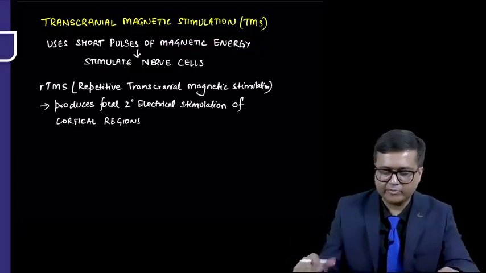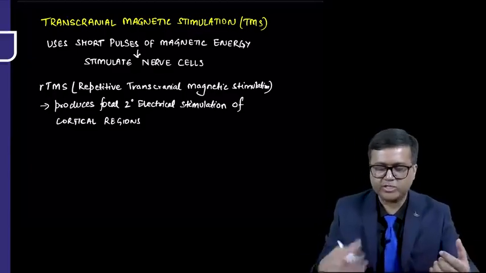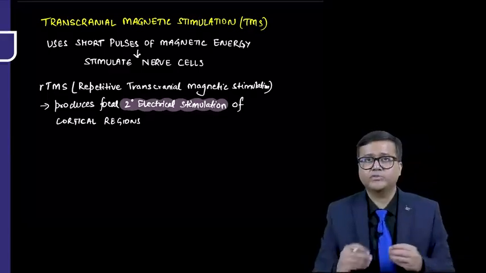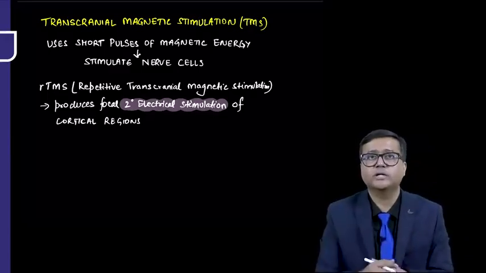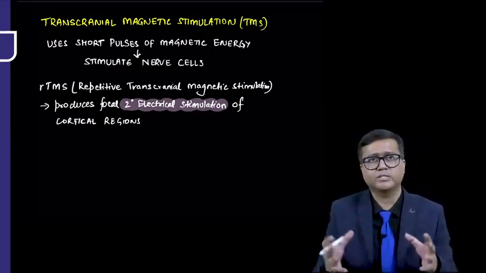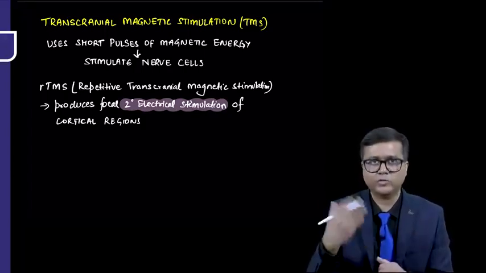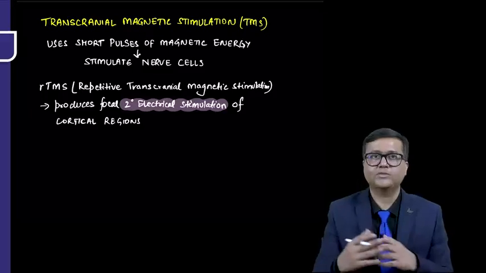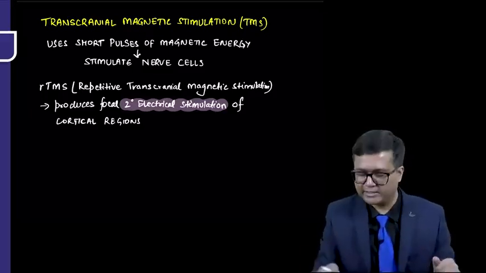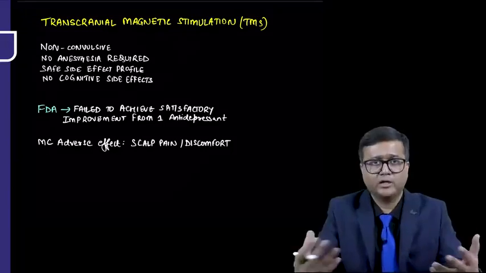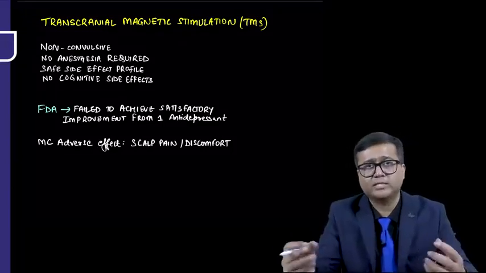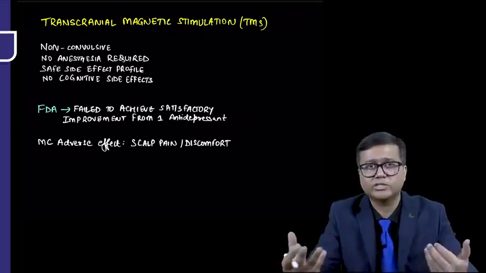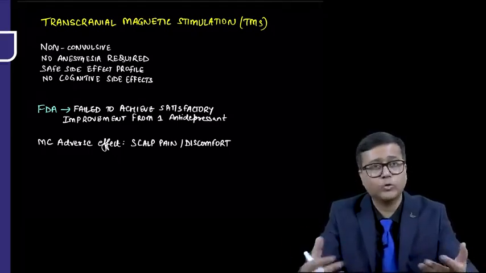So basically repetitive transcranial magnetic stimulation produces focal secondary electrical stimulation, which is used to stimulate certain cortical regions which are implicated in certain disorders. So we are stimulating certain cortical regions by magnetic field. So changing magnetic field produces these electrical currents. Now it's non-convulsive. So ECT we had discussed where convulsion was produced. Here no such convulsion is required or no such seizure is produced, and also no anesthesia is required.